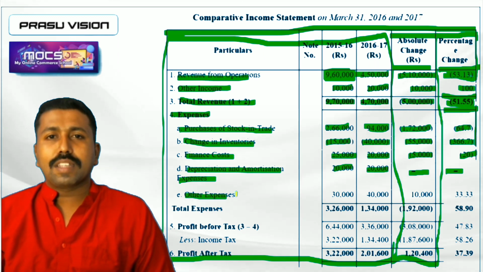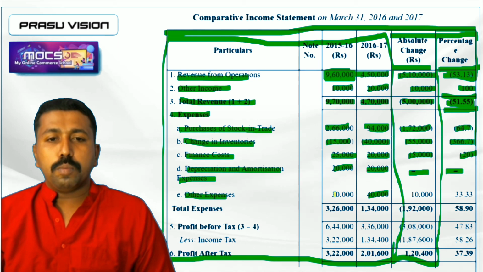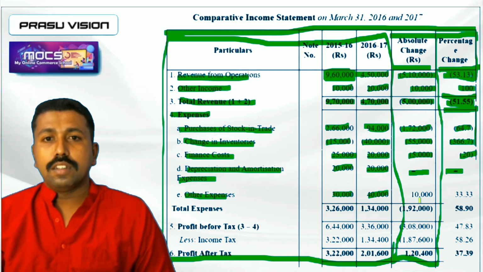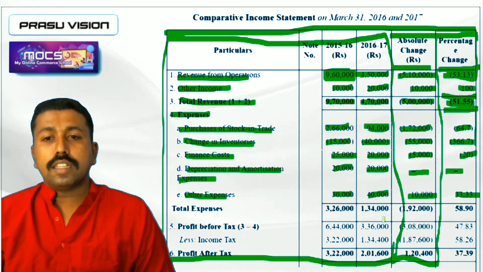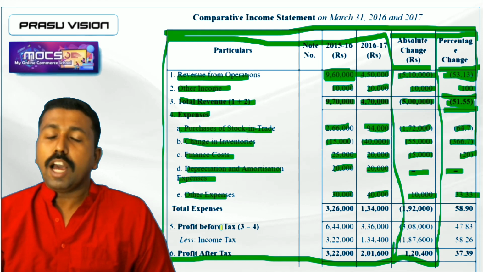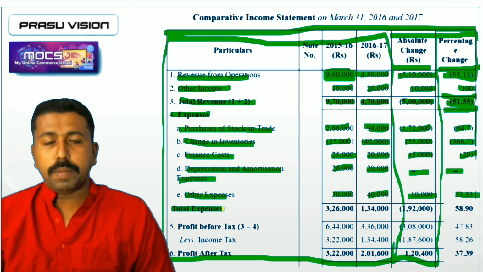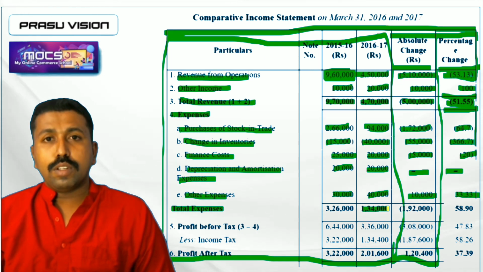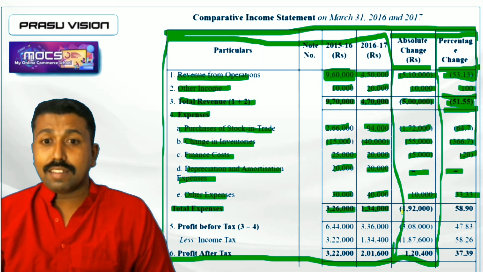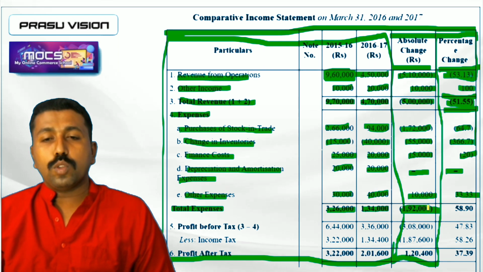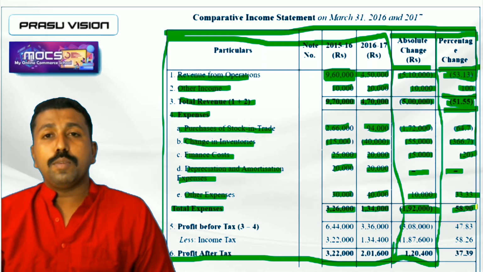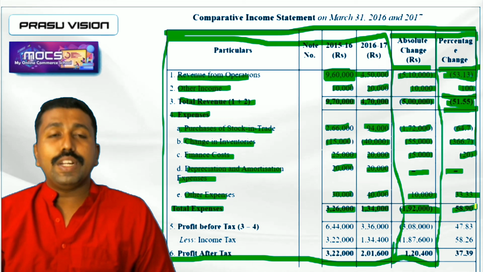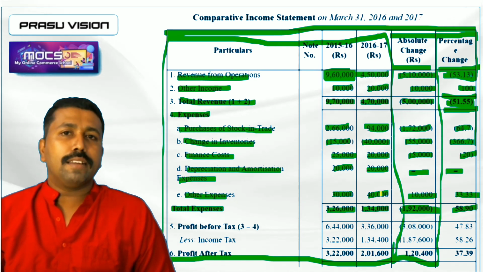Last item, other expense, 40,000 is the current year value minus previous year value 30,000. So 10,000 is the value of absolute change and 33.33 is the percentage change. After that, we have to find out the total expenses. Total expenses, we will get 1,34,000 for the current year. Previous year it is 3,26,000. Absolute change is also a negative figure, 1,92,000. Percentage change is 58.90.